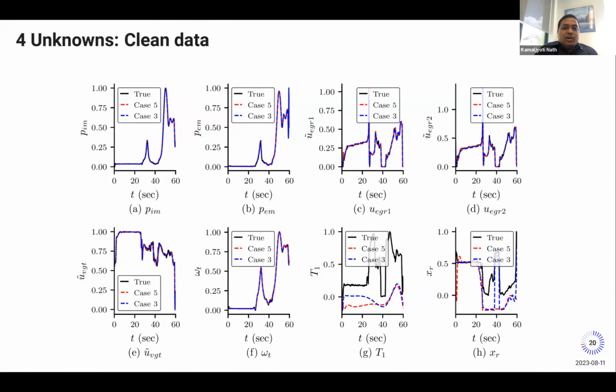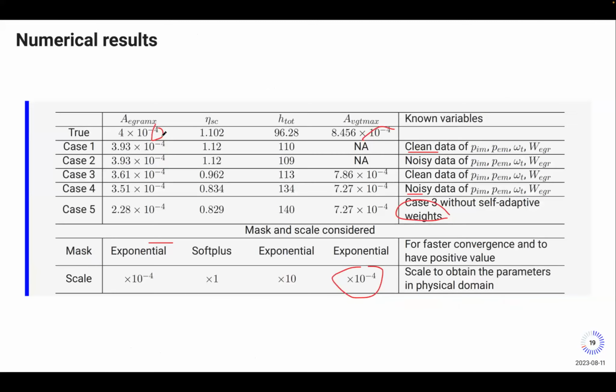So this is results. The 4 unknown with self-adaptive and without self-adaptive. Case 5 is without Kamal. Can you explain a little bit of the scaling factors? Because, for example, in systems biology, we may also need to consider the mask and scale. Can you just explain this in a little more detail for people who have similar problems?